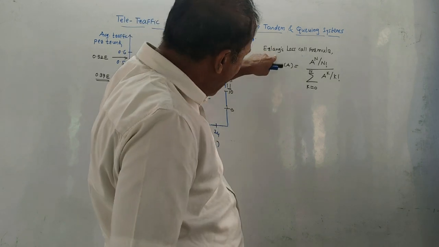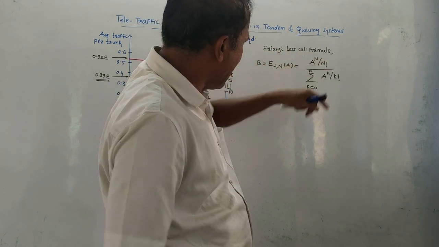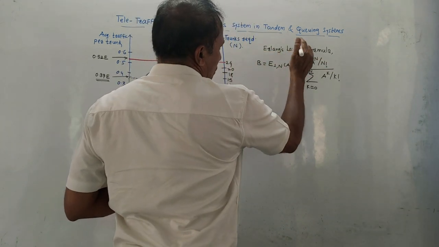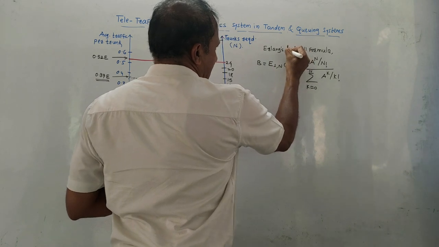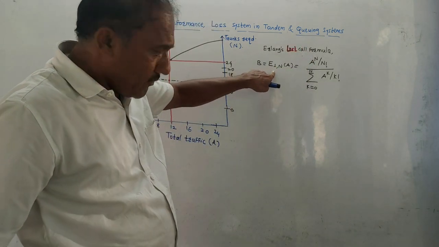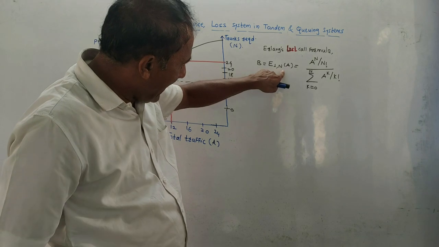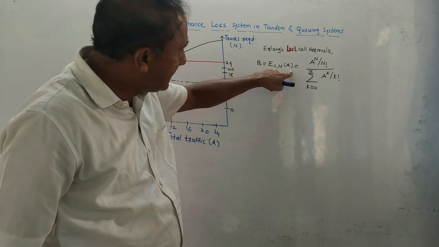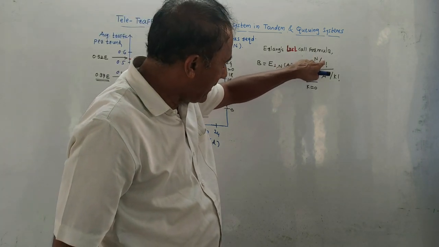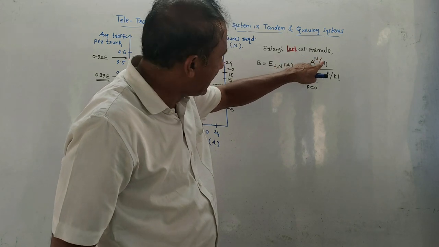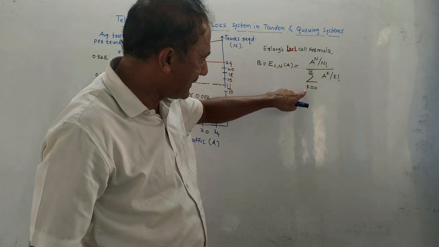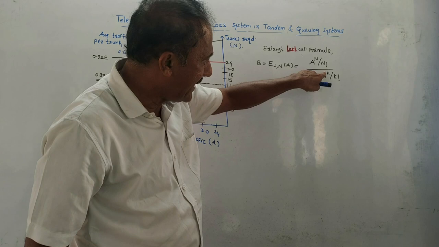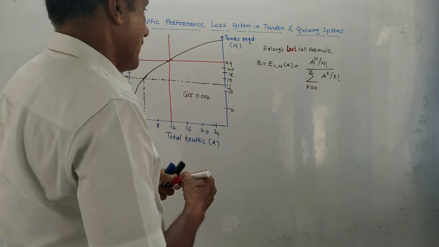Now we have Erlang's lost call formula. Erlang's lost call formula is B, which equals E1,N(A). A is the traffic, so it is A raised to N upon N factorial, where N represents the number of trunks, divided by summation K equals 0 to N of A raised to K upon K factorial.